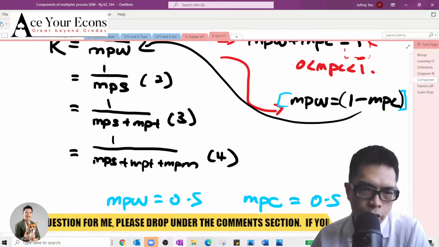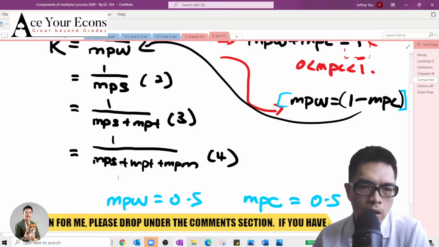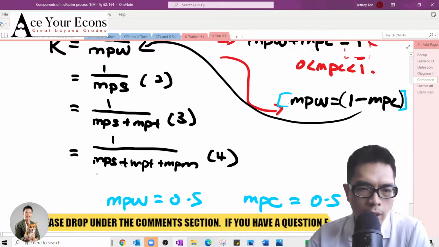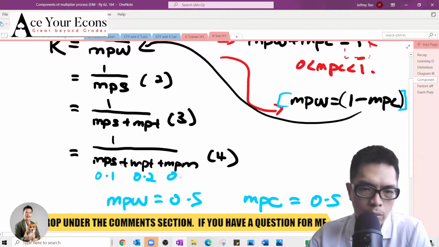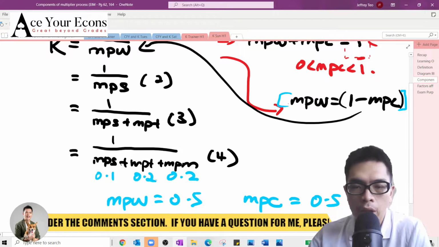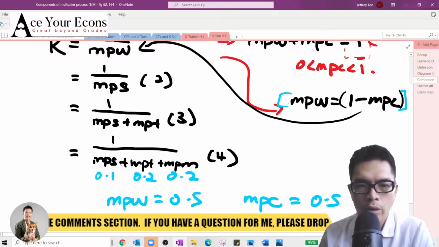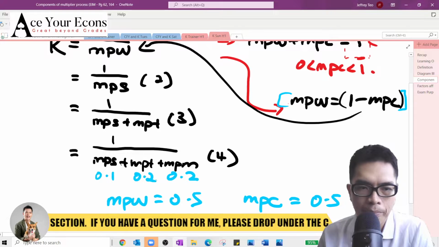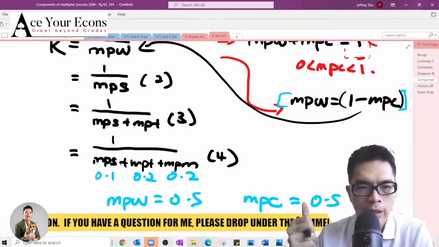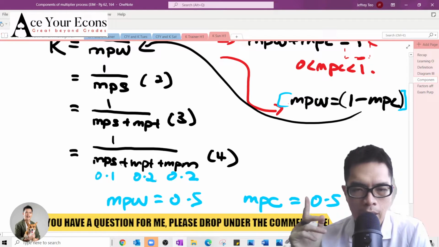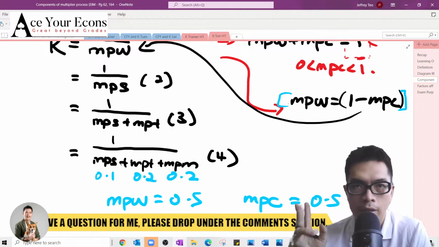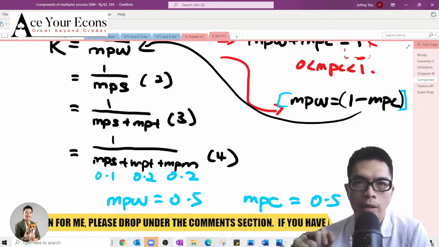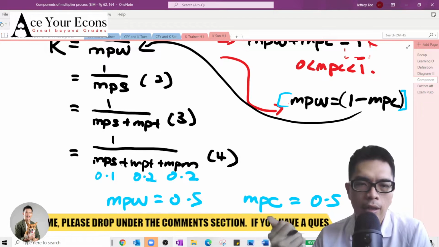Now remember, I have mentioned that in a 4-sector economy, this is your MPW, right? So now let's make certain assumptions. MPS is 0.1, MPT is 0.2, MPM is 0.2, and this will sum up to be 0.5. Agreed? So now I want you all to key in: with an increase of $100 of income, how much is going to go to savings, how much is going to go to tax, and how much is going to go to imports, in one single sentence?